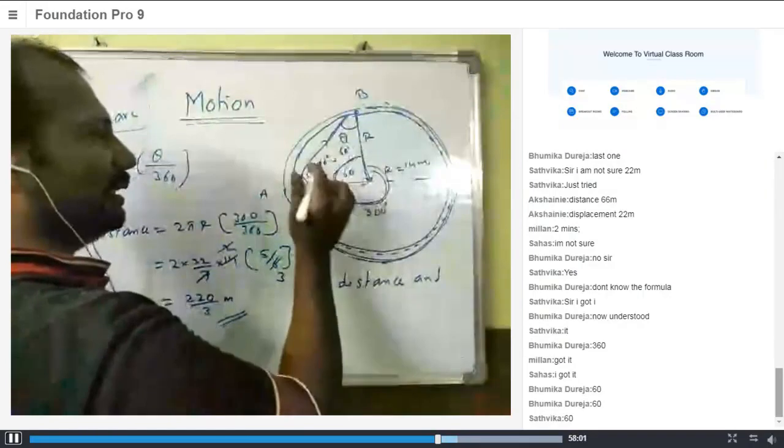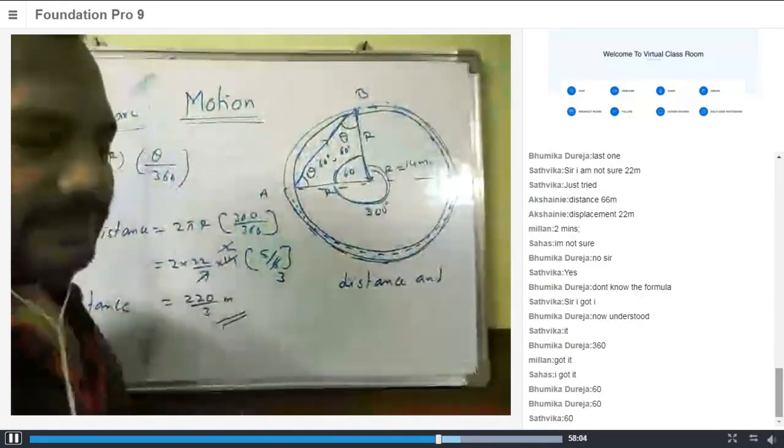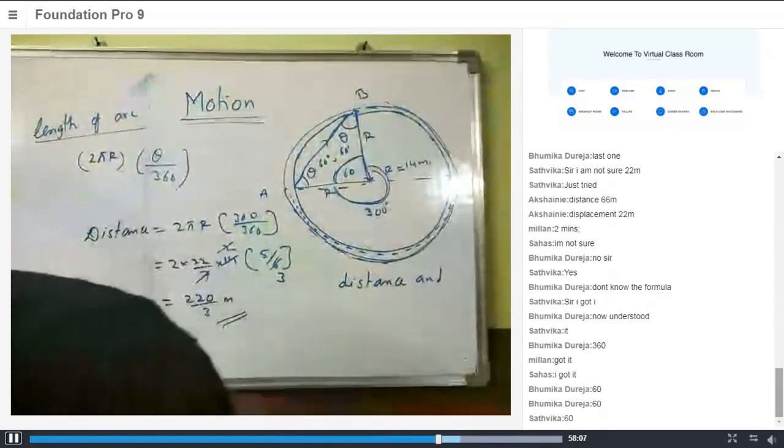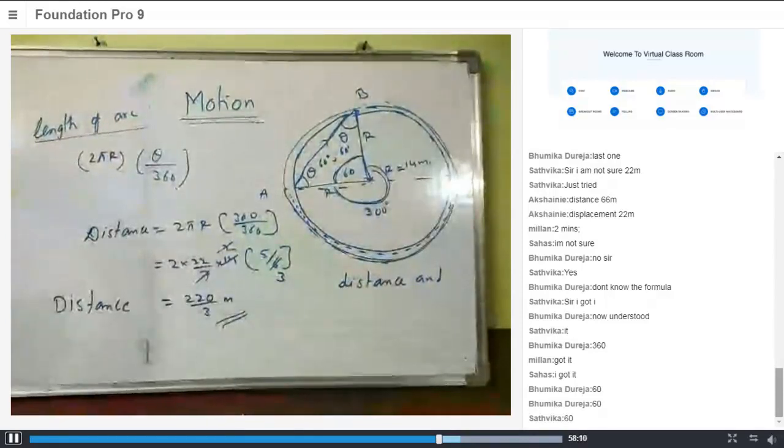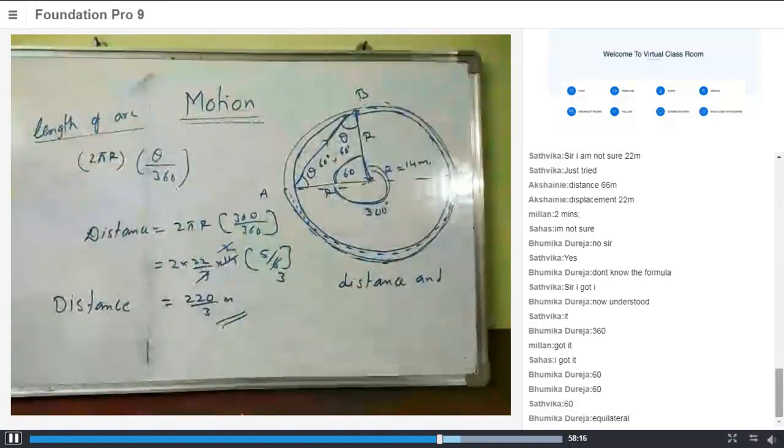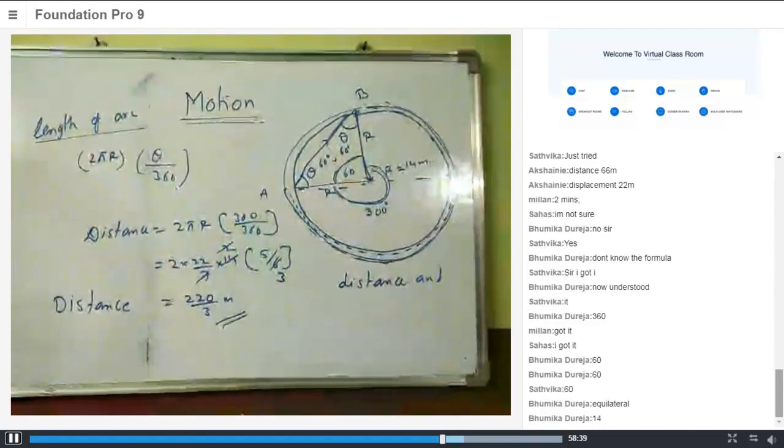If these two are 60 degrees, what kind of a triangle is it? Is it an isosceles triangle? Is it a right angle triangle? Is it an equilateral triangle? Yes, it's an equilateral triangle. If it is an equilateral triangle, what is the displacement? What is AB? What would be the length of AB? AB would be equal to the radius, right?